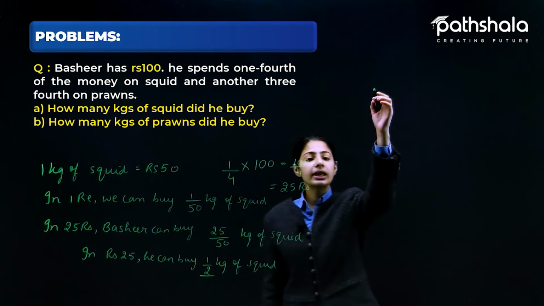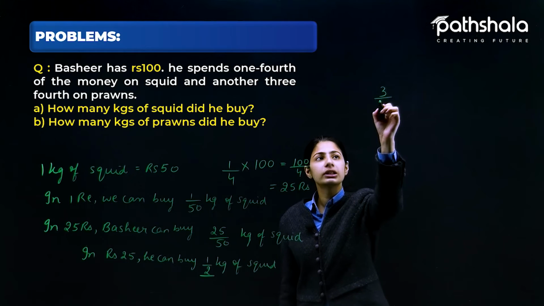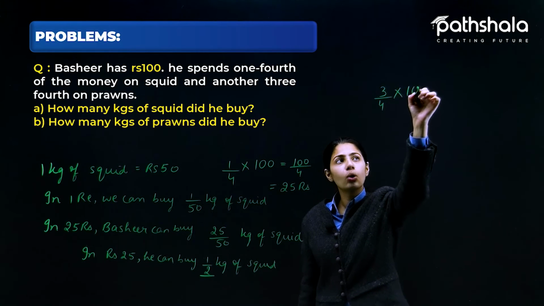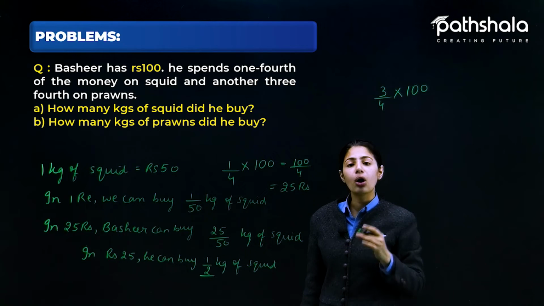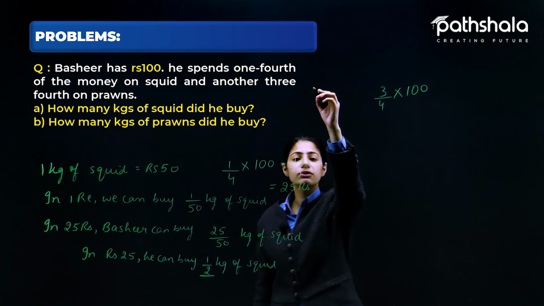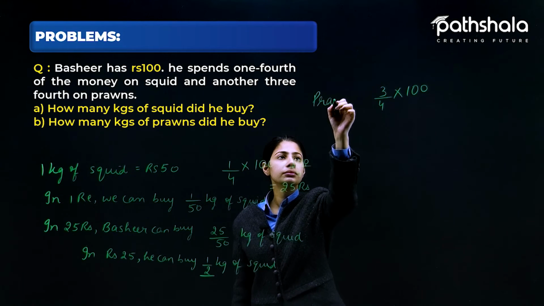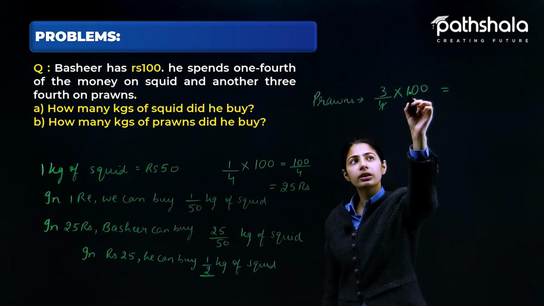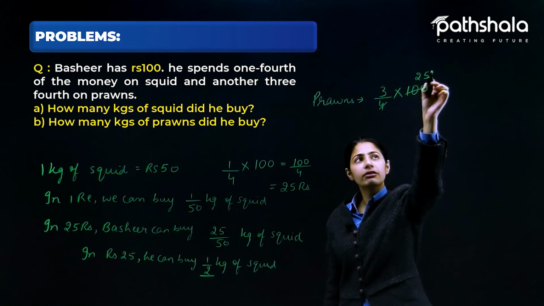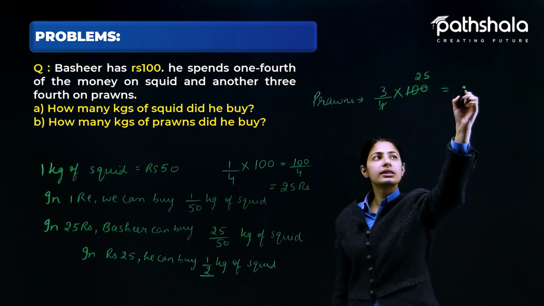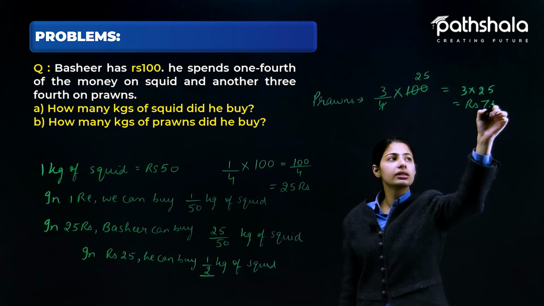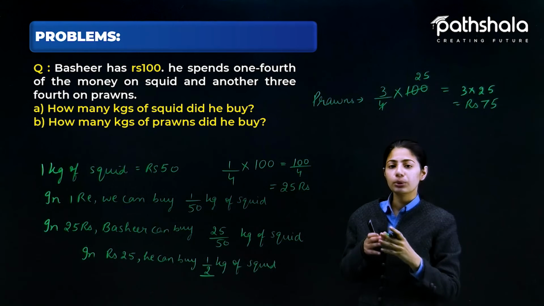Next is, he spends 3/4, that is 3/4 of the total money. The total money here is 100 on prawns. So this is for prawns. So we have 4 into 25, we get 100. So this is 3 into 25, that is rupees 75 on buying prawns.